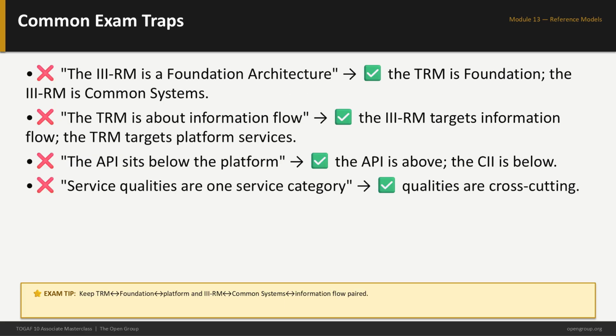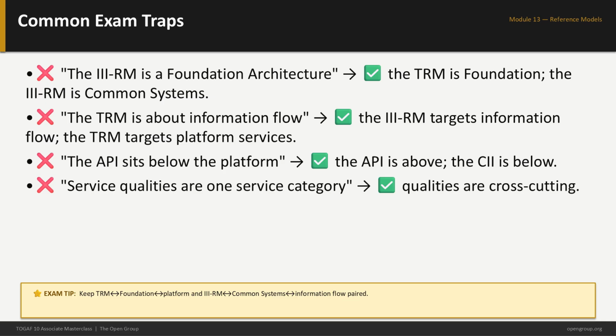Let's clear the traps, which mostly come from swapping the two models. 1. The 3RM is a foundation architecture. No, the TRM is foundation, the 3RM is common systems. 2. The TRM is about information flow. No, the 3RM targets information flow, the TRM targets platform services.